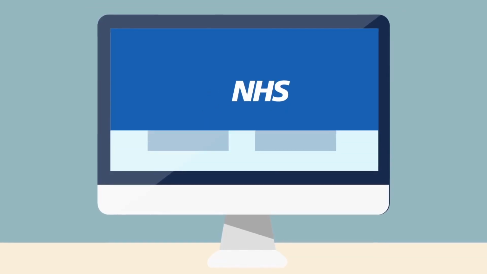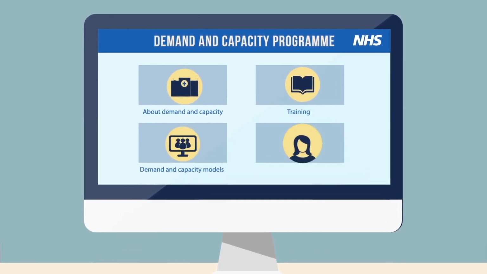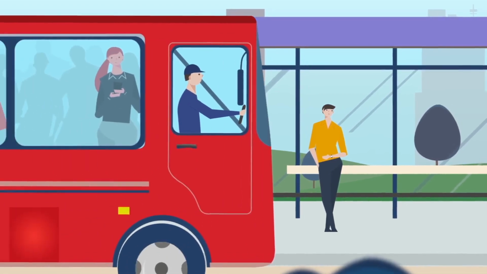Learn more about demand and capacity planning with the resource pack available as part of the Joint National Demand and Capacity Programme, and help Colin on his way.